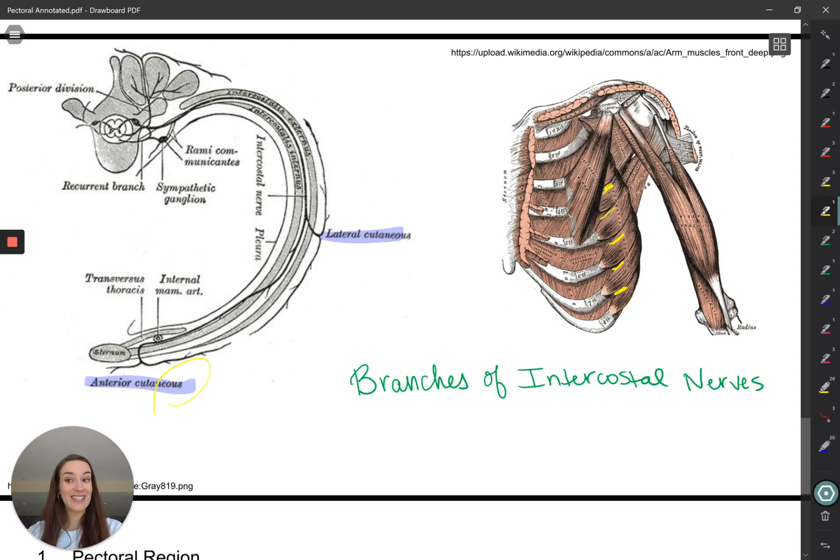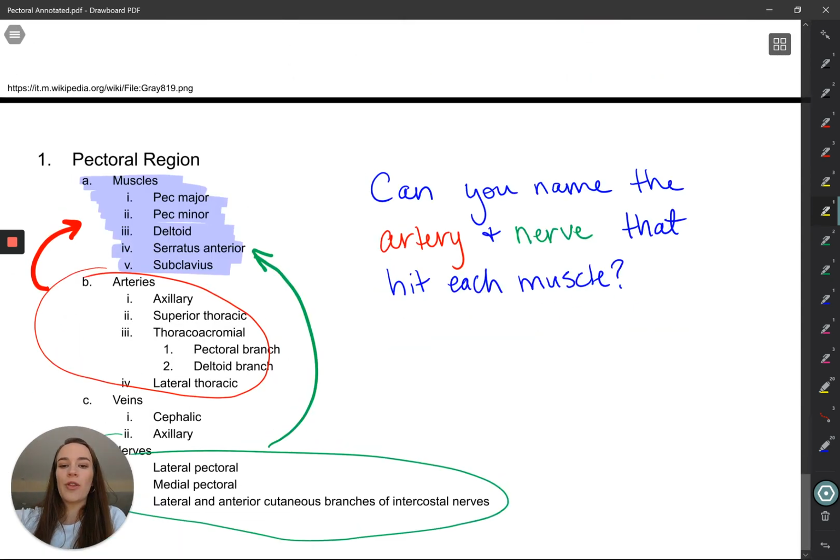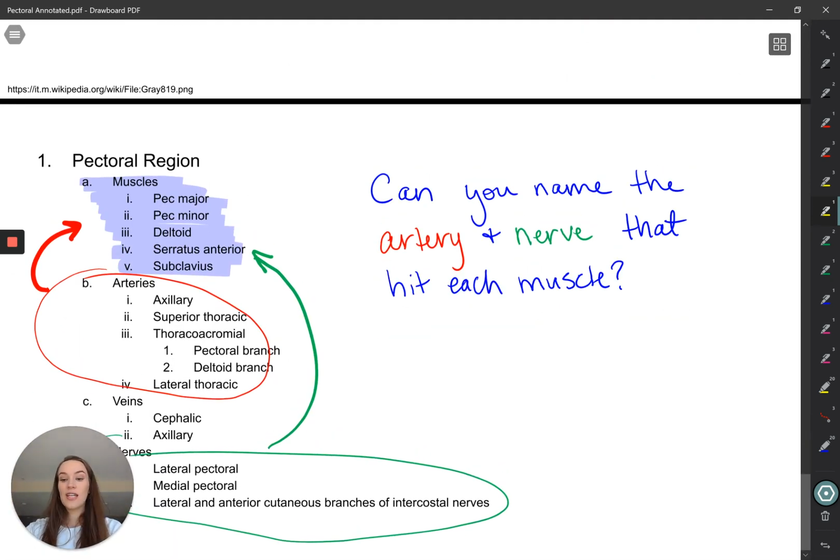That's pretty much it for our nerves, as well as everything else that we're going to cover for this chapter. So the big thing now is just looking at the outline without going back and looking at your notes or the pictures. Can you name the artery and the nerve that hit each muscle? Practice going through and saying this artery is going to hit this muscle, this nerve will hit this muscle, and things like that. If you can do that, then you'll be very prepared and have really mastered everything in this chapter.